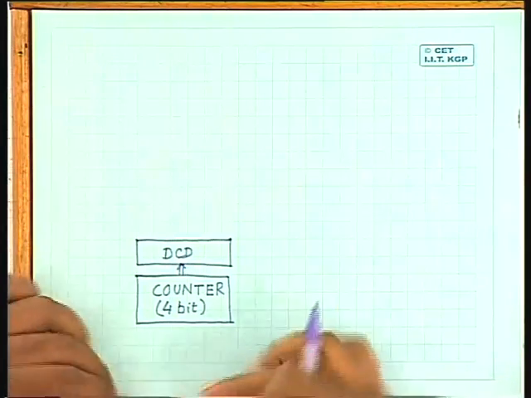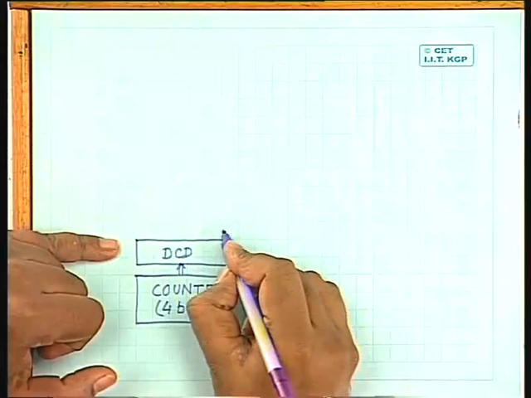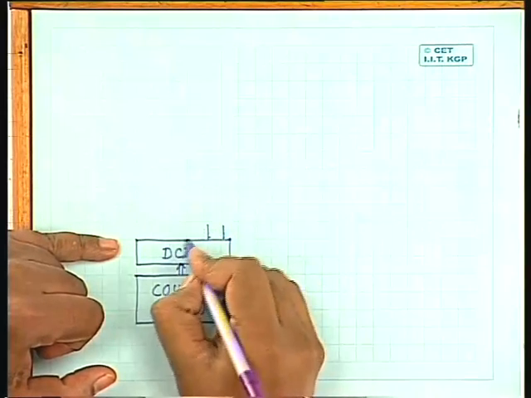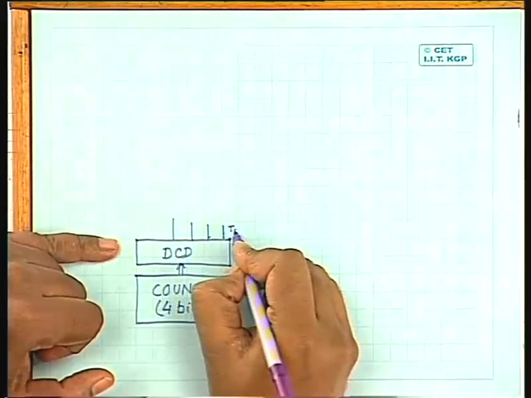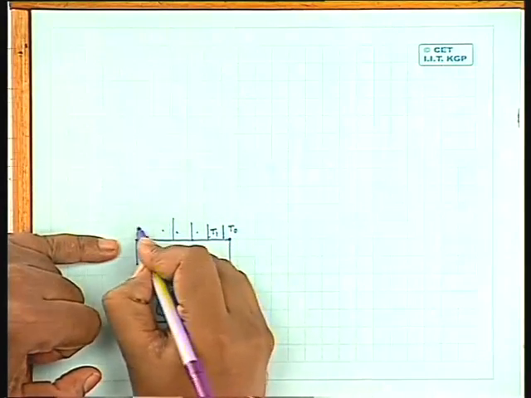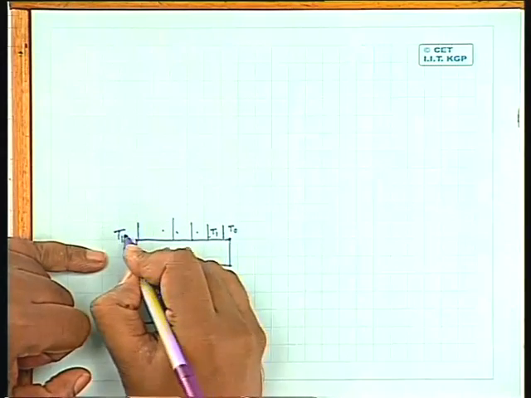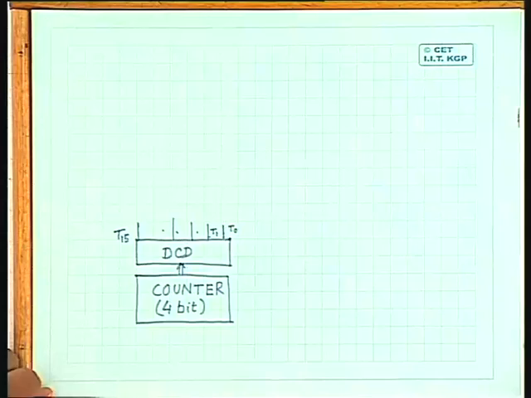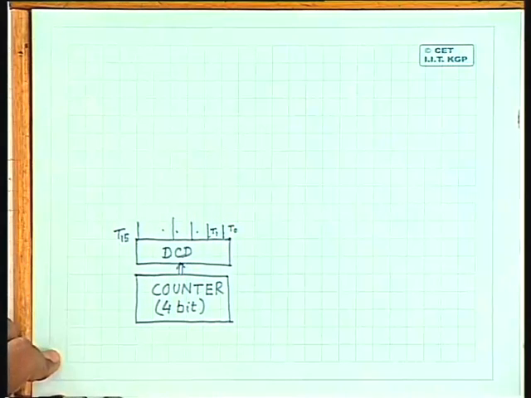So when this counter output is fed to the decoder, the decoder outputs will generate different time states. So this is T0, T1, and like this I will have up to T15. With this, my machine state generator is complete.